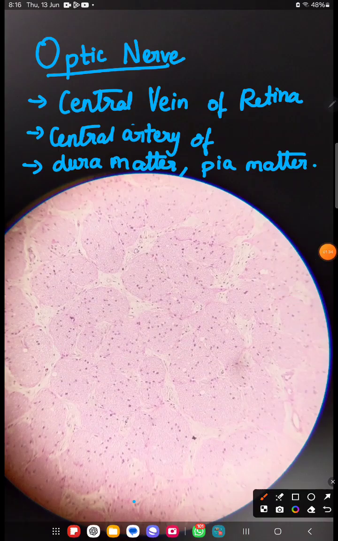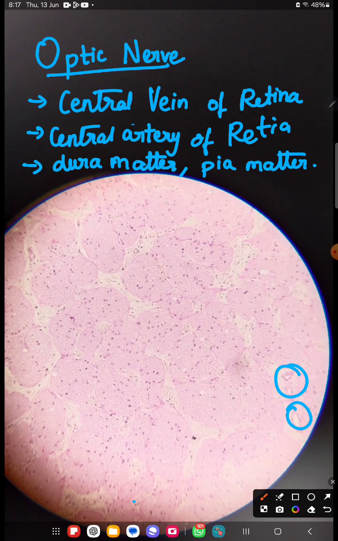This is the optic nerve. It has the central vein of retina, and the central artery of retina is also here. Then the dura mater, this is the dura mater. The central vein of retina and central artery are present.